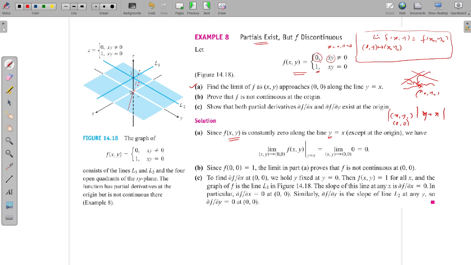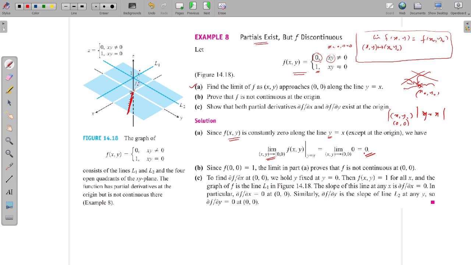So when you approach (0, 0) through this line, all these points have function value 0. Along this way the function value is 0, therefore the limit is also 0. This shows that the limit as (x, y) tends to (0, 0) of f of x, y is 0.